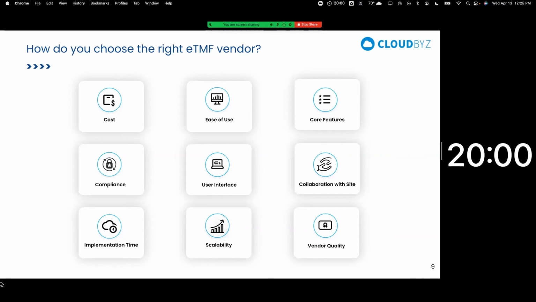And the other big one is, is this vendor truly going to be a partner in your process journey, your eTMF journey? That is an extremely critical factor when evaluating a vendor: how well you connect with the vendor, and whether the vendor is truly a partner in your journey. So these are some of the things that you should consider when you're choosing an eTMF vendor. And with that, we'll go to the next slide.